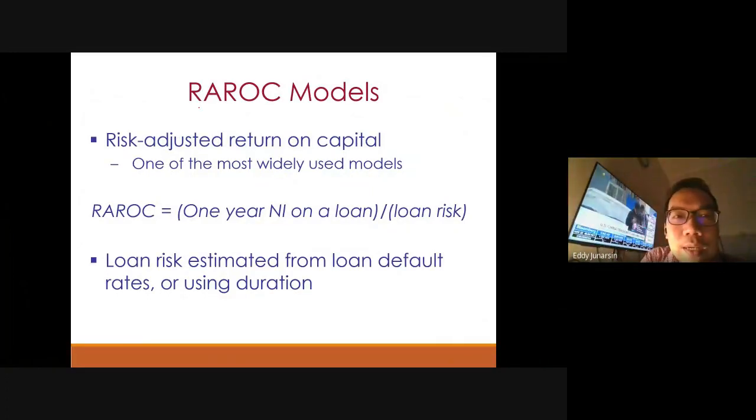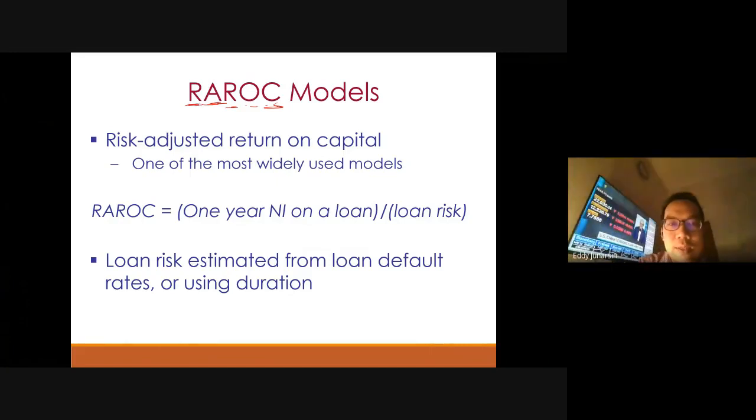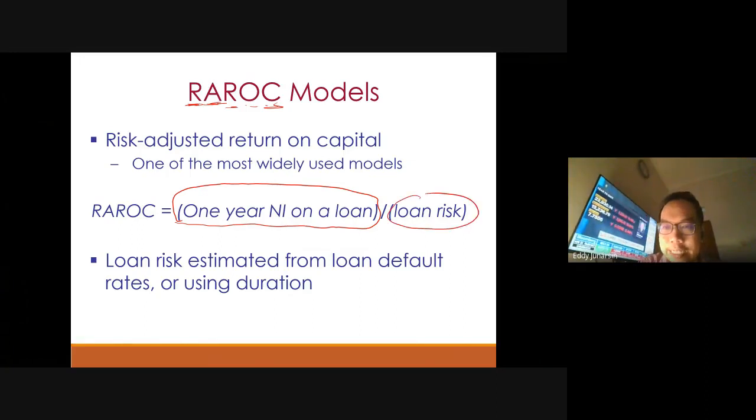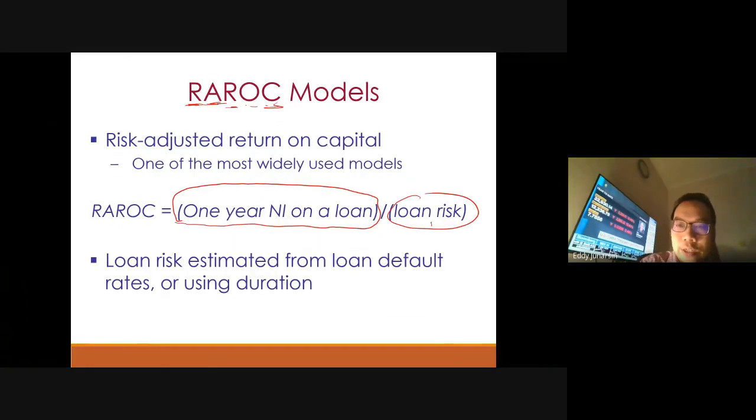So the next one is RAROC, right? Risk-adjusted return on capital. The RAROC model. The numerator here is net income on a loan, right? And the denominator is the risk. This is quite straightforward, and you have seen the model before. We'll use the duration method again. So the denominator here could be estimated using the duration model.